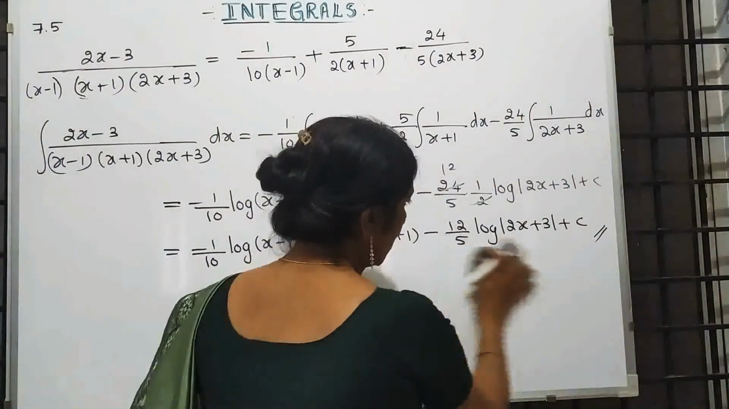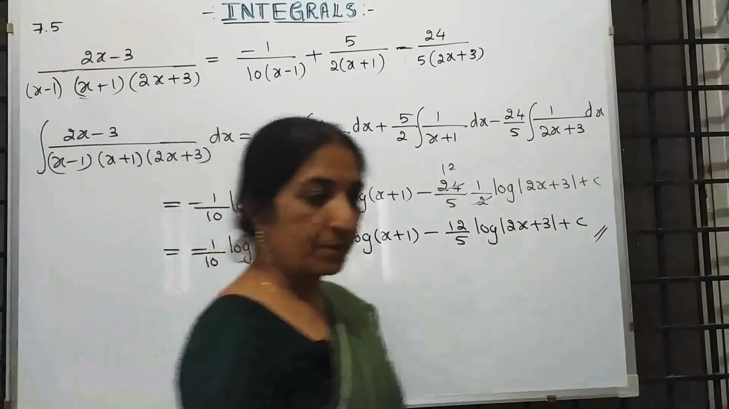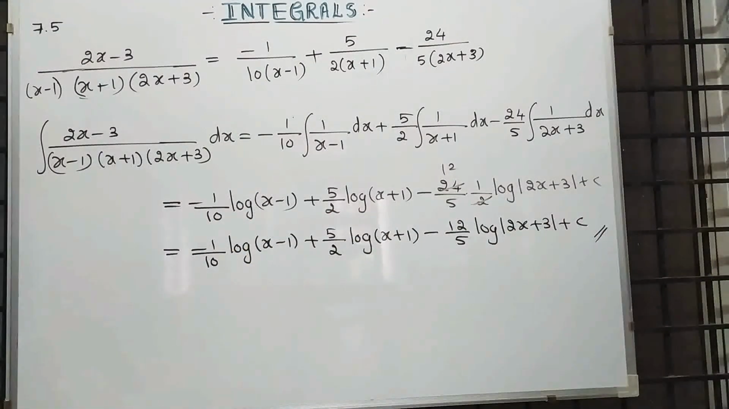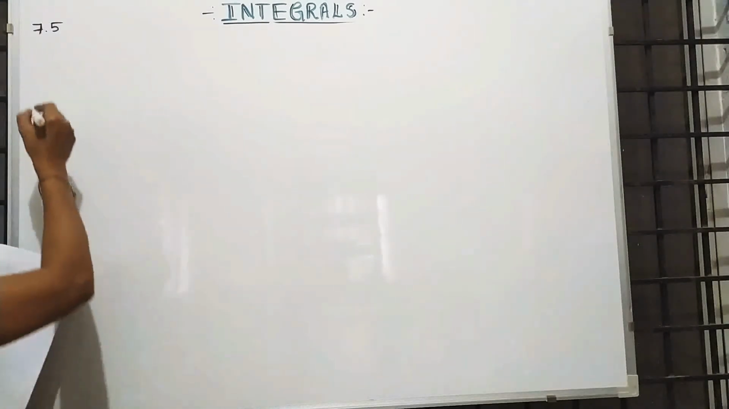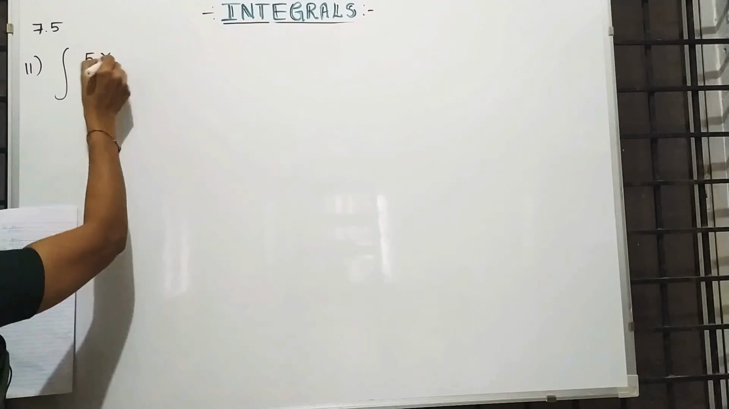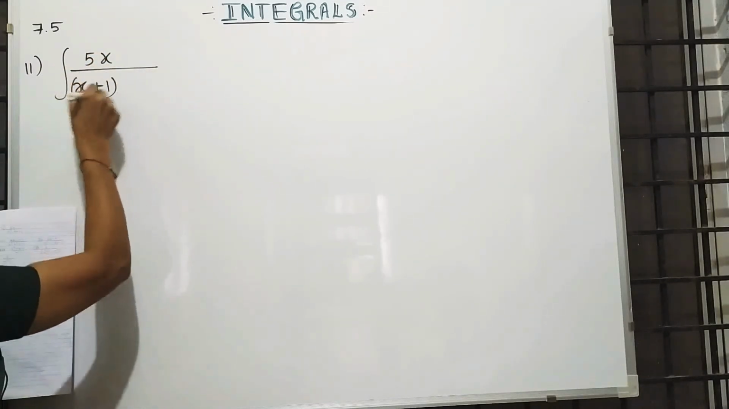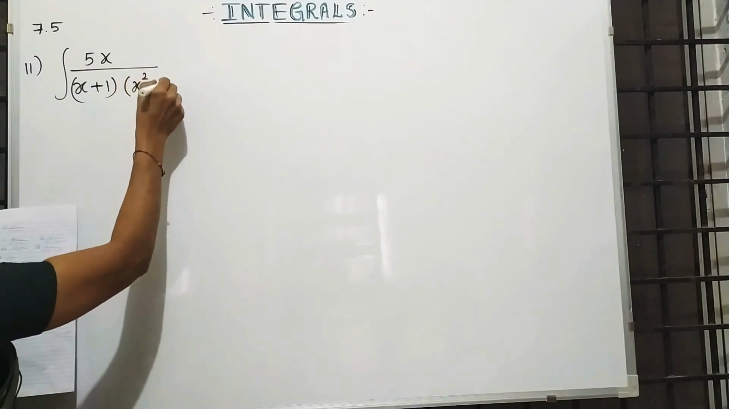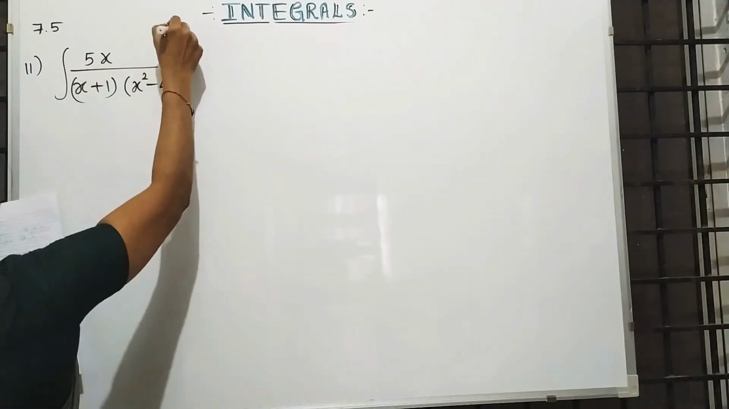This is the answer. Now moving to the next question, that is question number 11: integration of 5x upon x plus 1 into x square minus 4 into dx. Take this as a homework question.